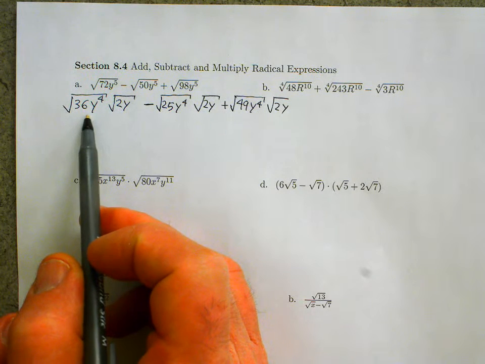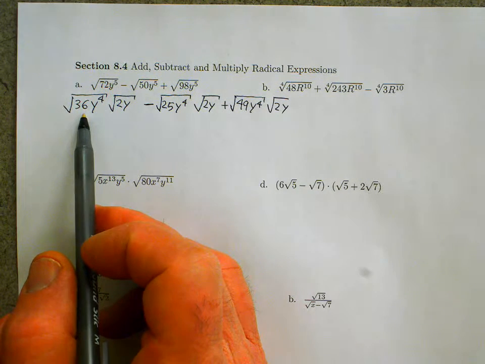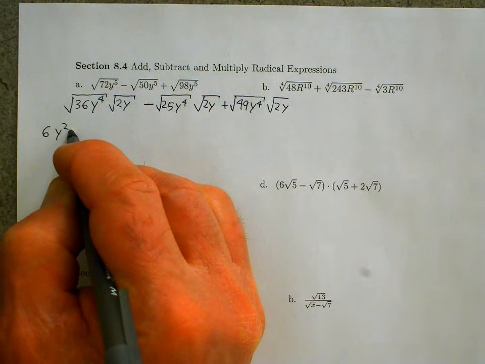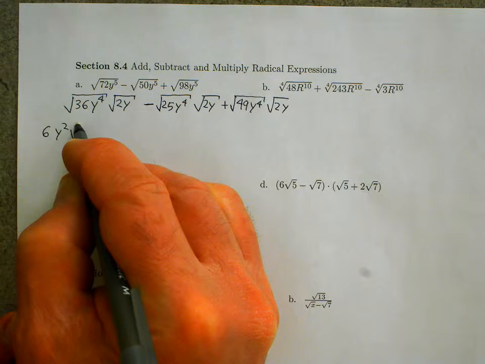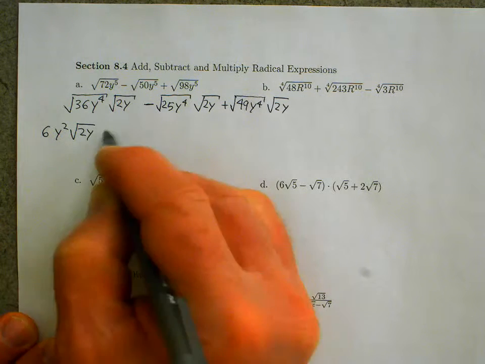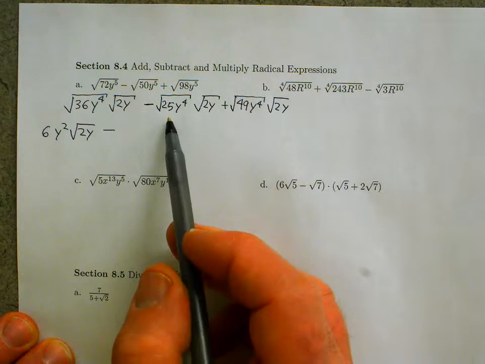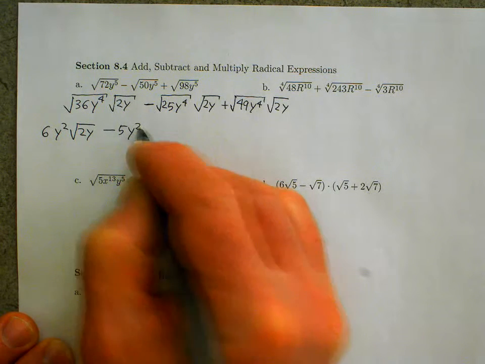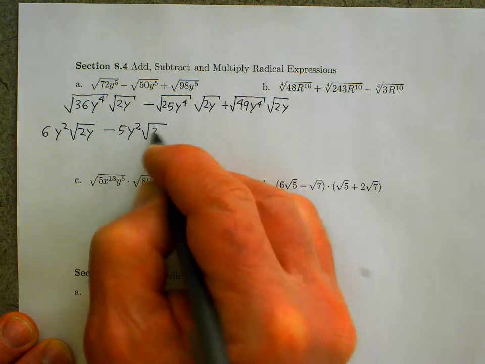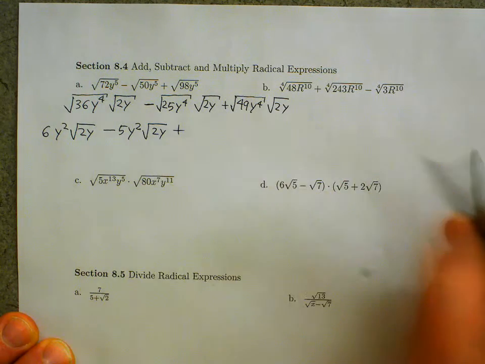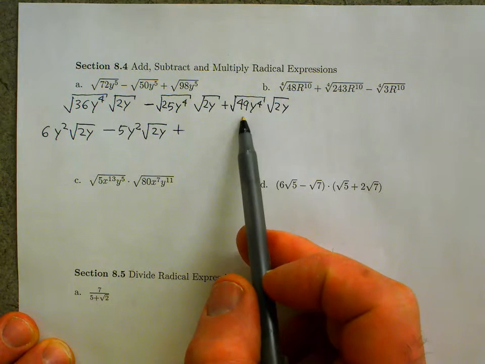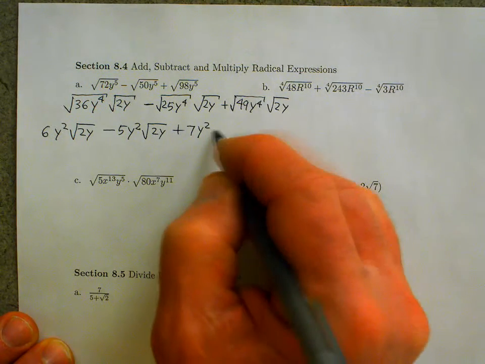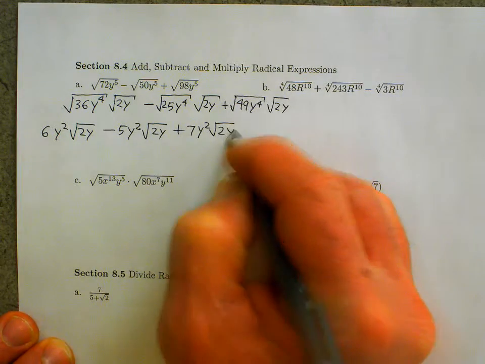And then the square root of 36y to the 4th is 6 times y to the 2nd. And we multiply 6 times y to the 2nd times the square root of 2y. Then the middle term, the square root of 25y to the 4th is 5y to the 2nd, and then times the square root of 2y. And then the third term, the square root of 49y to the 4th is 7y to the 2nd, which is multiplied by the square root of 2y.